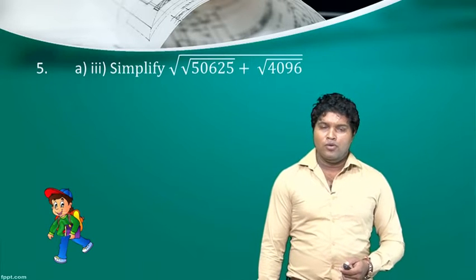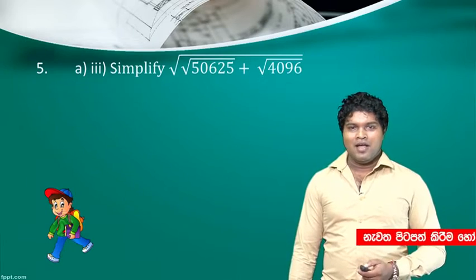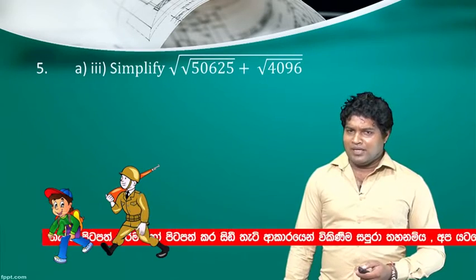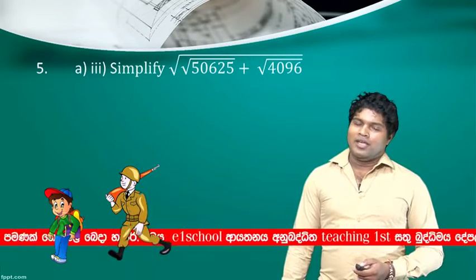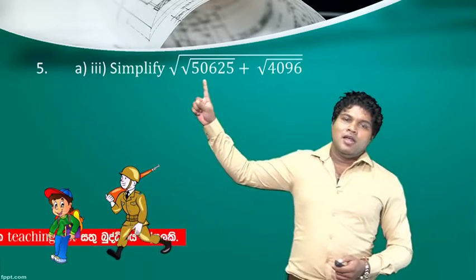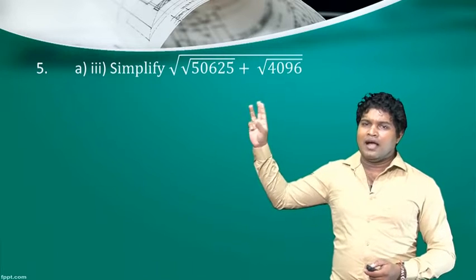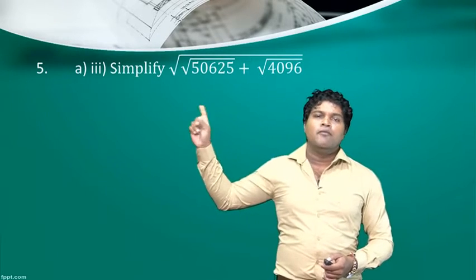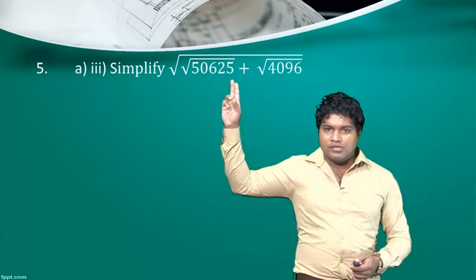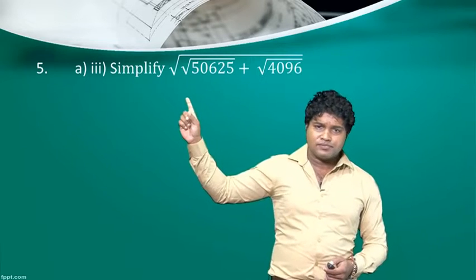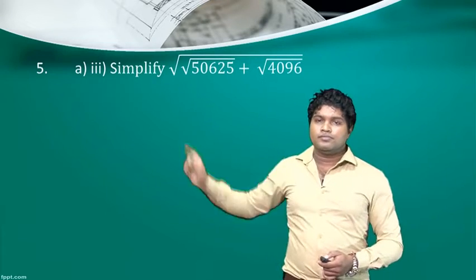Okay, consider the next question. Simplify. Oh, do you feel something complex? Dear students, I'm asking you, is it somewhat complex? I don't feel so. Okay, you see one by one. There are 3 square root signs. That's why you are getting upset. But if we check one by one, there's nothing to be upset about: the square root of 50,625 plus the square root of 4,096, and the whole square root.